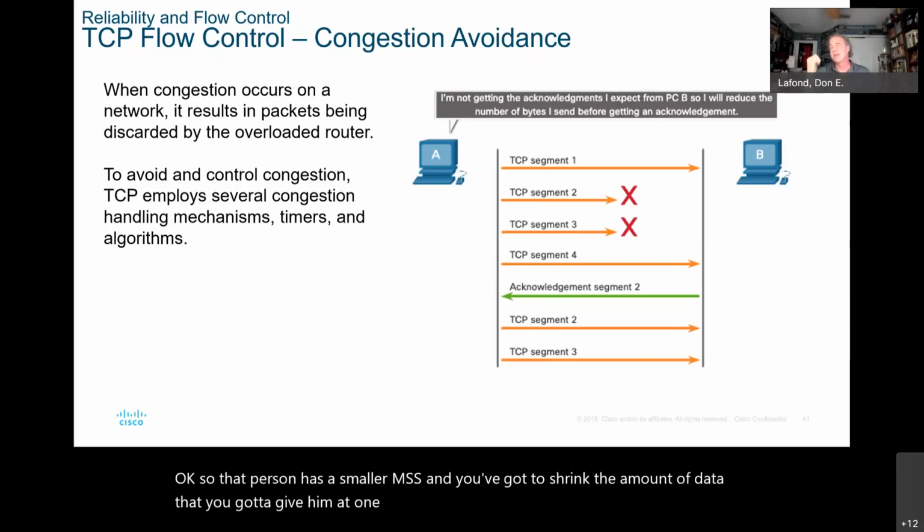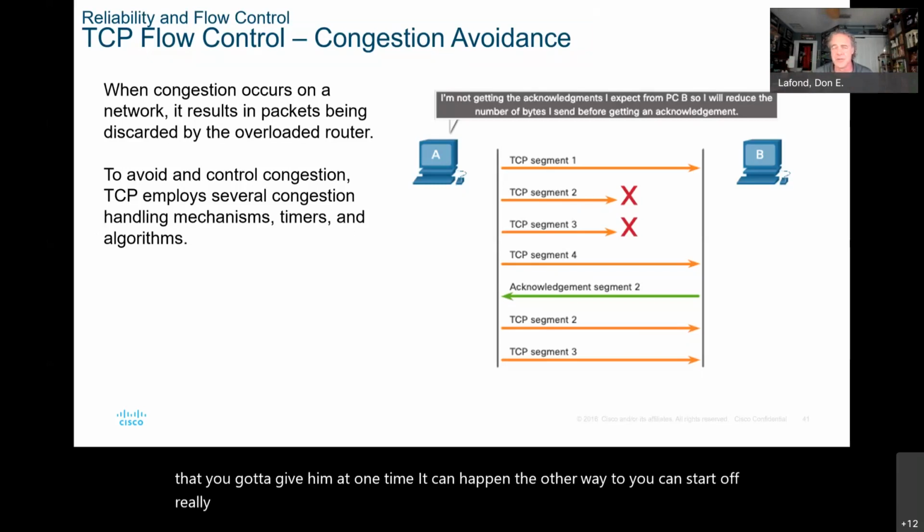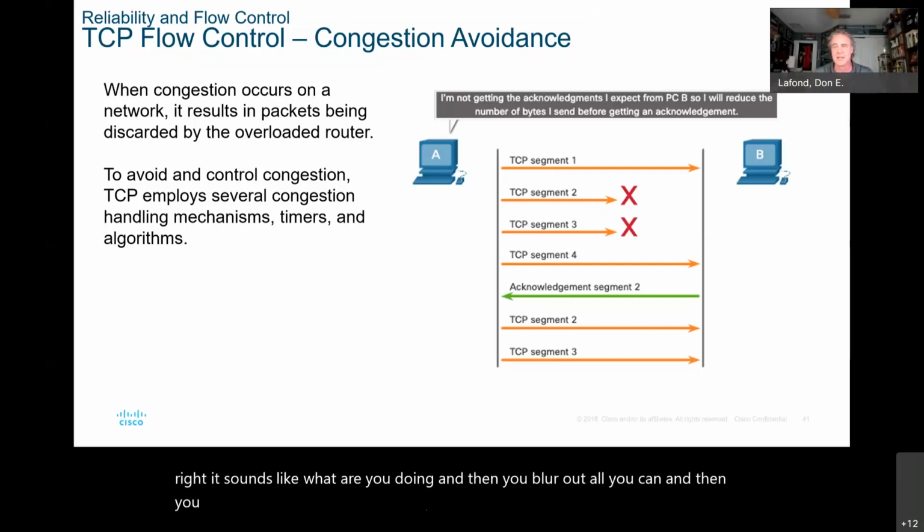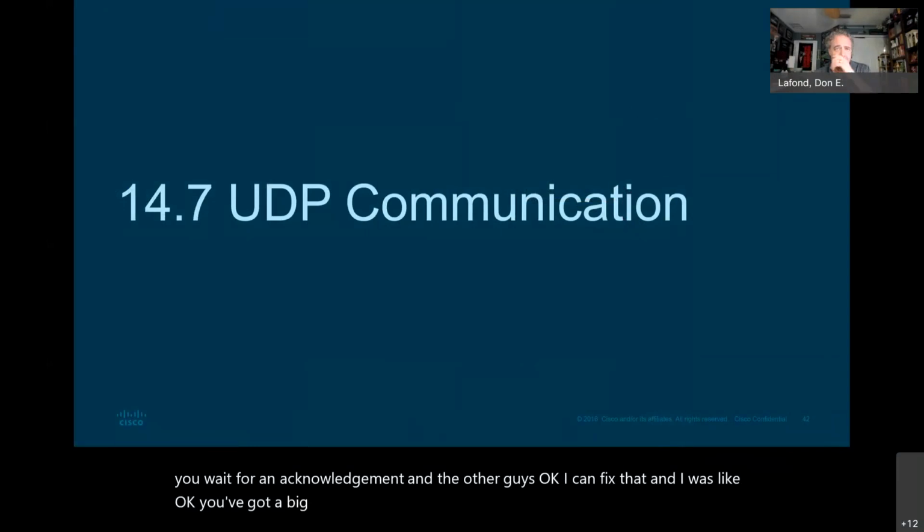Okay, it can happen the other way too. You can start off really slow and you can realize the other person knows what they're doing and is like, all right, well, it sounds like you know what you're doing, and then you blurt out all you can, and then you wait for an acknowledgement, and the other guy's like, okay, I can handle that, and it's like, oh, okay, you've got a big MSS. All right. Now that is everything about TCP.